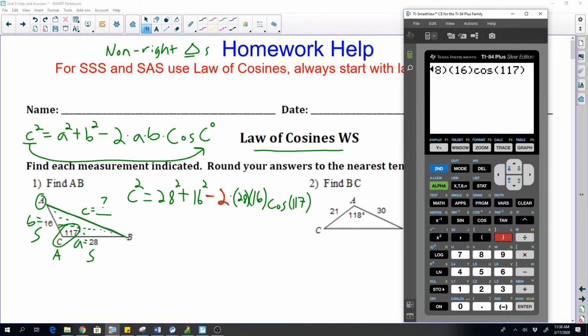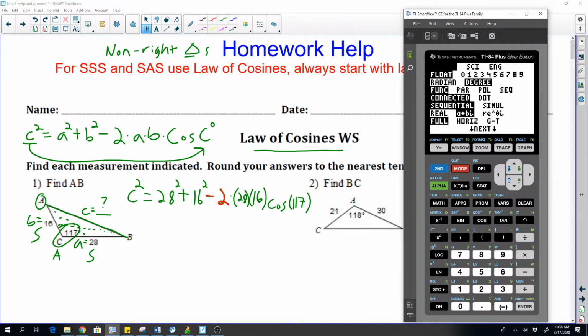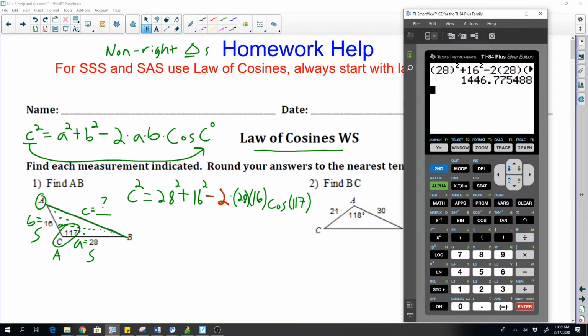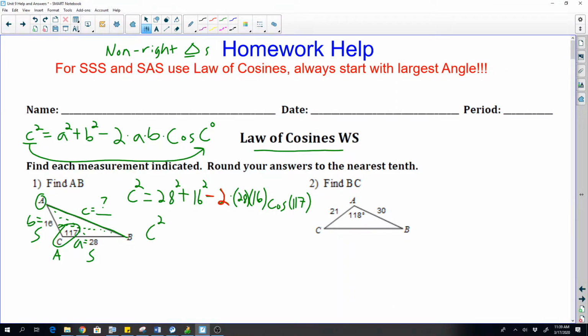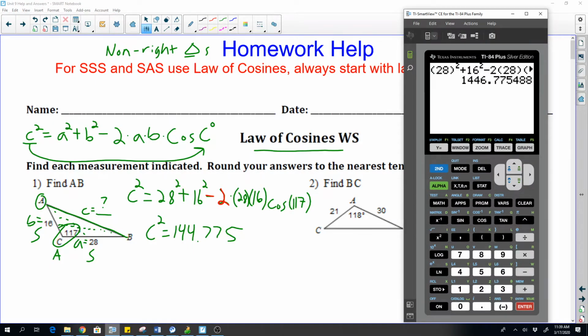Now before you push enter, make sure again that your mode is not in radians. Wrong answer. Aha, right answer. So make sure you're in degrees, good. And then we'll push enter. That's a huge number, 1446.775. Don't forget that we are solving for, oops, forgot my 6.